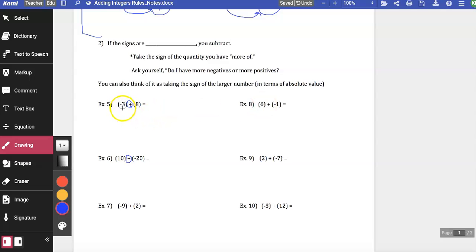The numbers here, -3 and 8, have different signs. So that's a negative number, and this is a positive number. This is a positive number. This is a negative number. So let's write our rule.